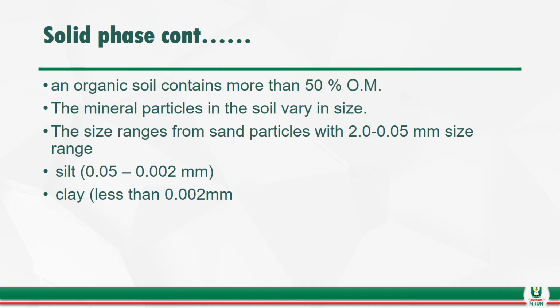The mineral particles in the soil vary in size. The soil ranges from sand particles, with a range of 2.0 to 0.05 mm, to silt, and the clay. The clay is the smallest, less than 0.002 mm.